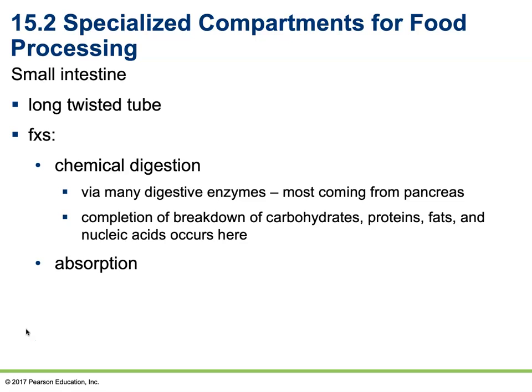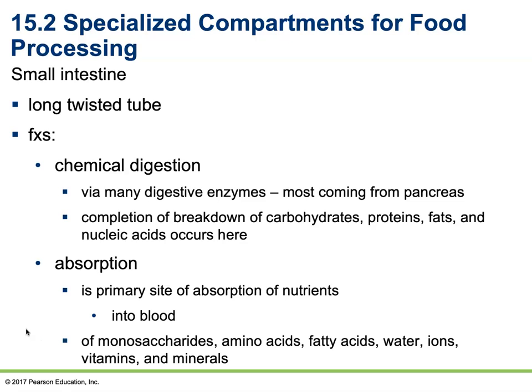The next step is going to be absorption. Absorption is where we get those small molecules, those monomers, into the bloodstream. This is going to be done primarily in the small intestine. As we've already mentioned, there are some molecules that can be absorbed in the stomach, but very, very few. By and large, everything's going to be absorbed in the small intestine, from the small intestine into our bloodstream.